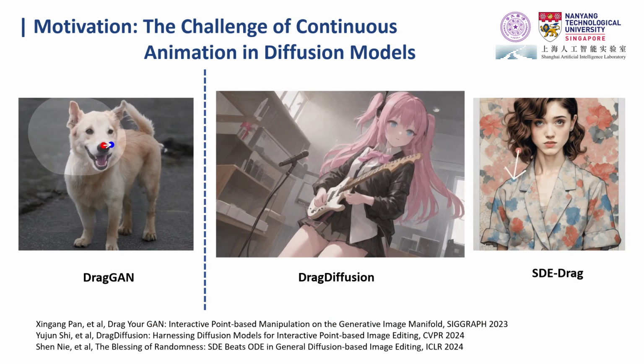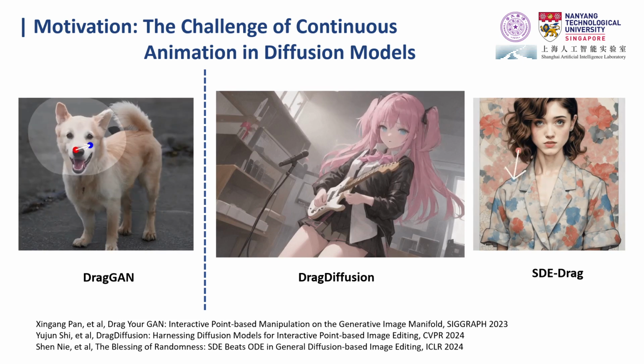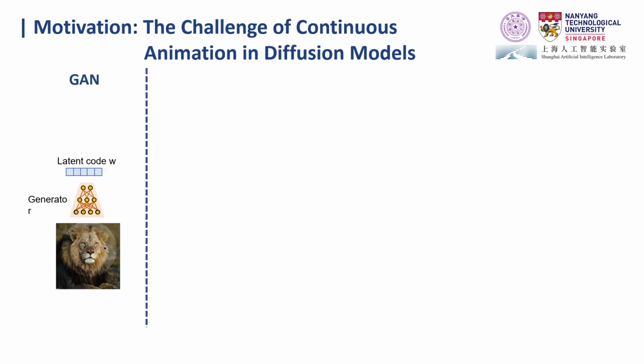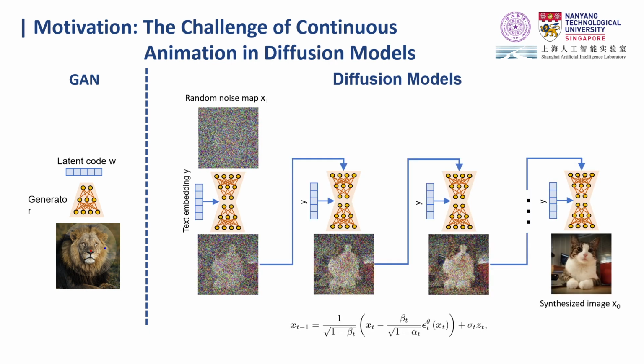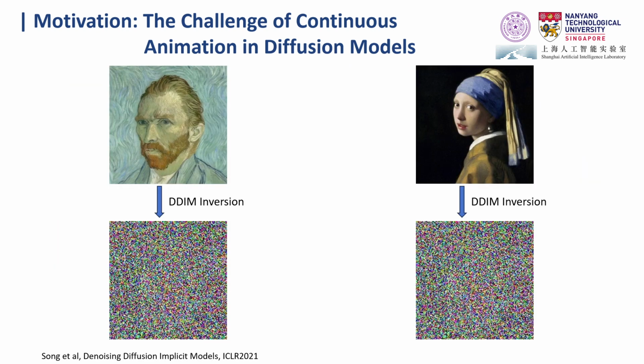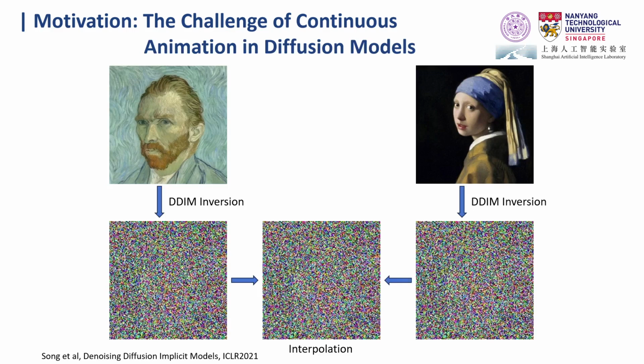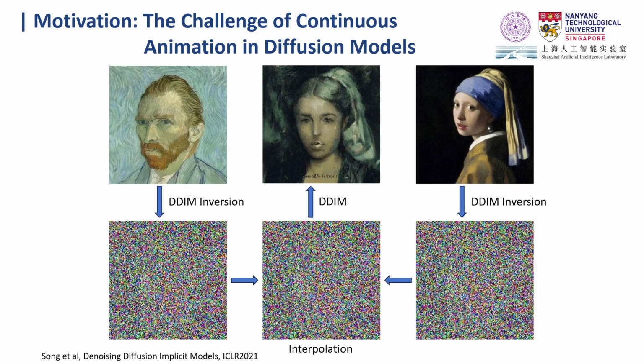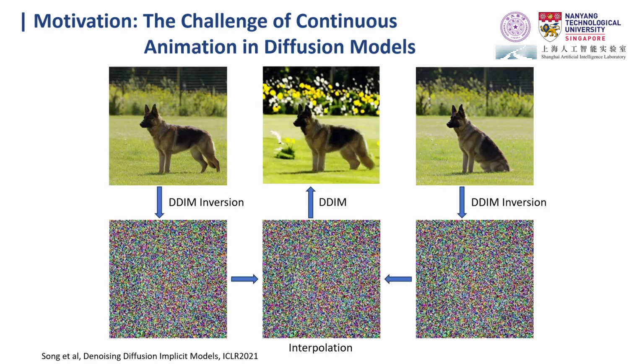For example, GAN-based image editing methods can provide smooth editing trajectory, while diffusion-based editing trajectory often suffer from abrupt content changes and flickering artifacts between consecutive images. Compared to GANs, diffusion models have better image quality and stronger generalization ability. However, the latent space of diffusion models are random Gaussian noises that lack sufficient semantic information, and the multi-step denoising process further introduces highly nonlinear property that enhances the challenge of continuous animation. Therefore, the initial attempts that directly interpolate between Gaussian noises obtained by DDIM inversion fail with degraded image quality and unsmooth transition process.